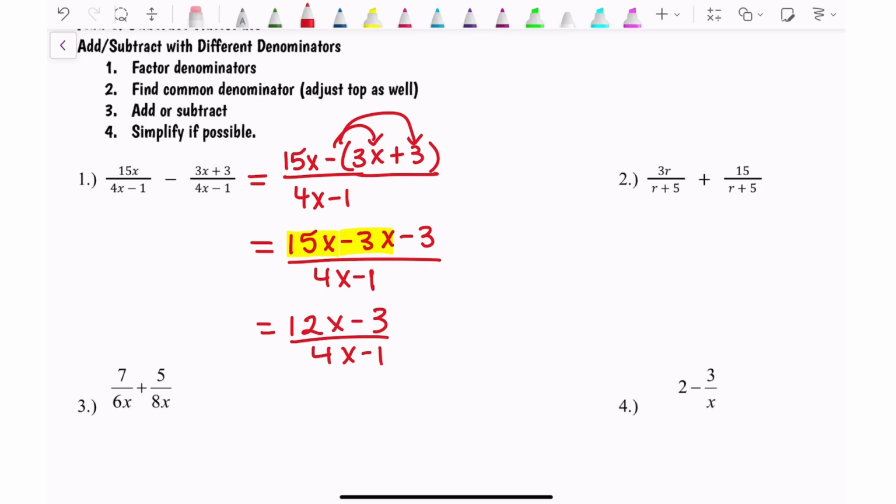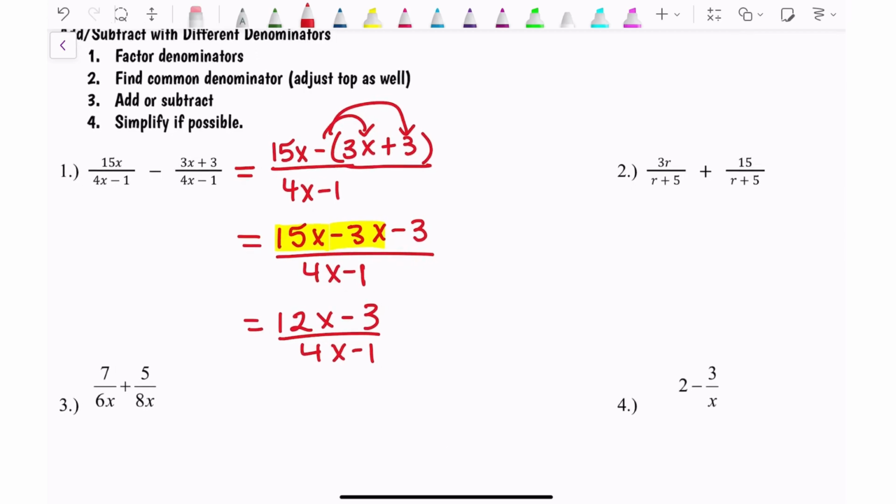Now, just when you think you're done, you need to check to see if there's a GCF that you can take out. And in the top, there is. I can factor out a 3, which would leave me with 4x minus 1 over 4x minus 1. And now, my 4x minus 1s cancel out, and I'd be left with 3 as my final answer.